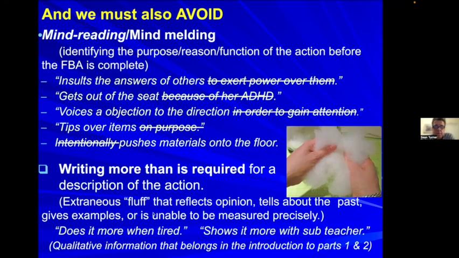So the writing is more required for description and action. So again, we want to be precise, measurable, and observable. We're going to look at a few examples of what those mean.